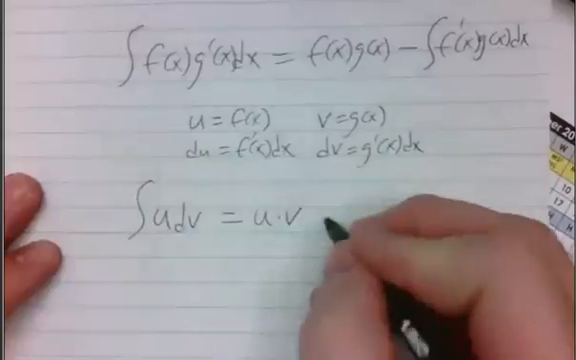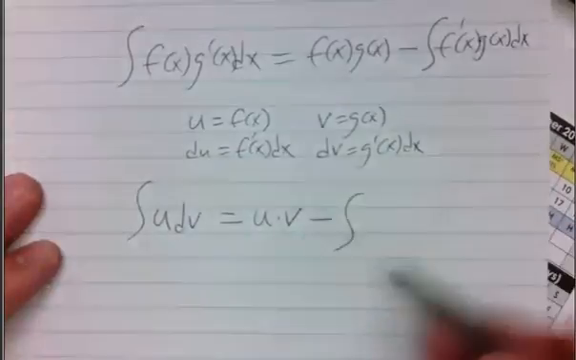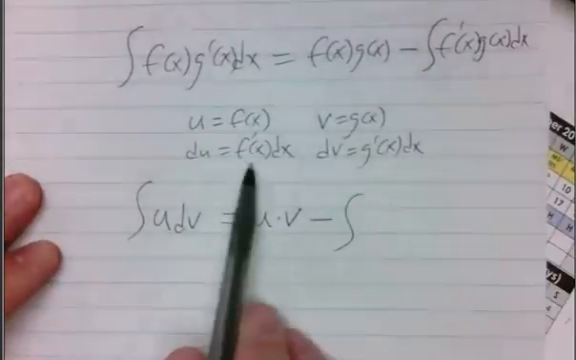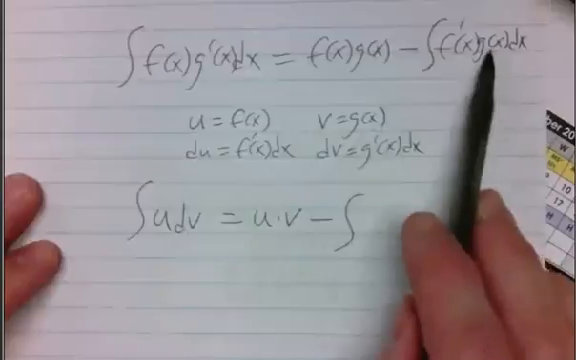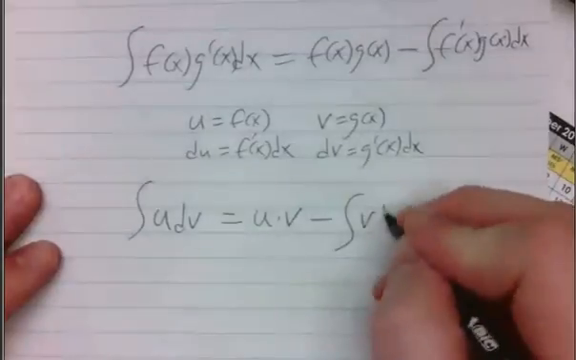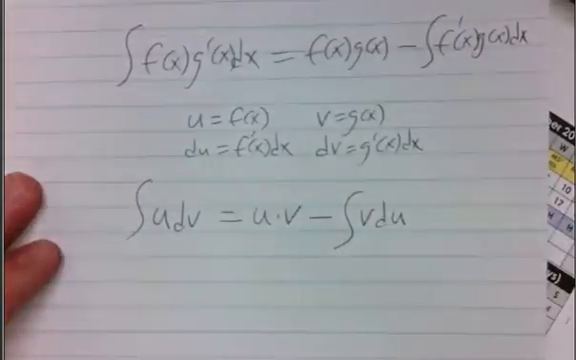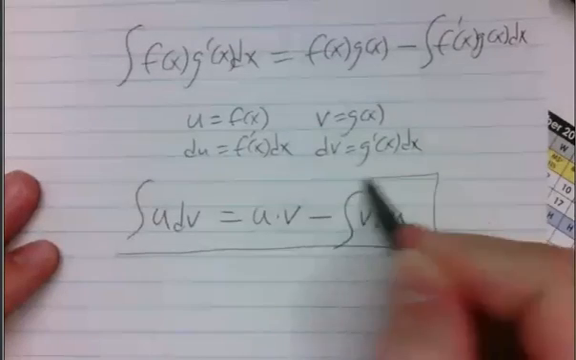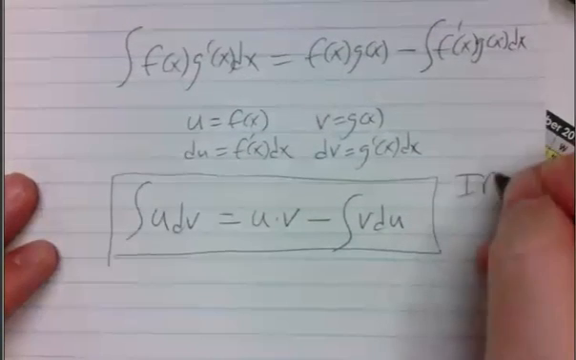Looks a little nicer already. Minus the integral of f prime dx, and that's du, times g of x, which is v. So I'll put the v in front: v du. And that is the formula for integration by parts. That's the rule we're going to be using for our examples.